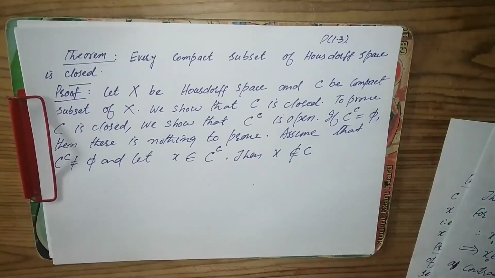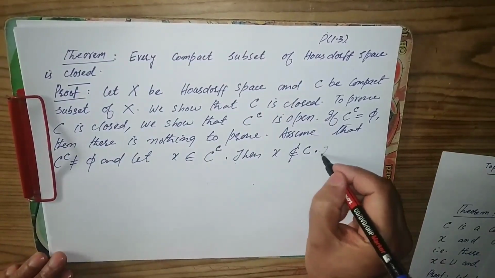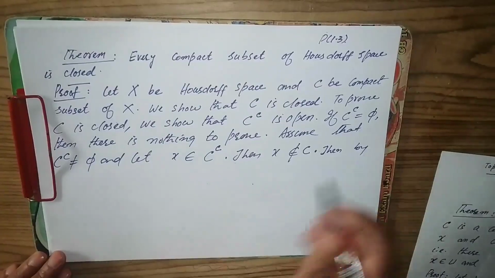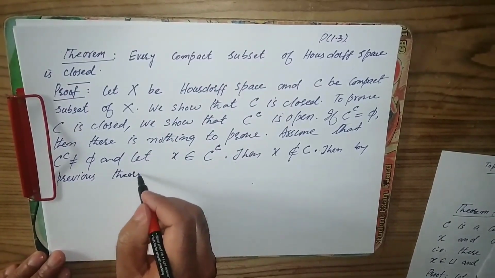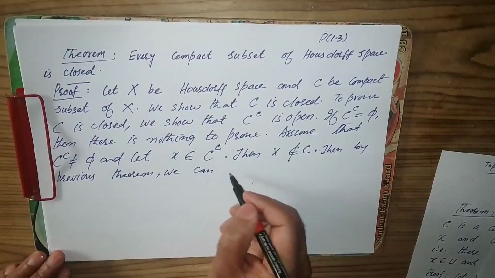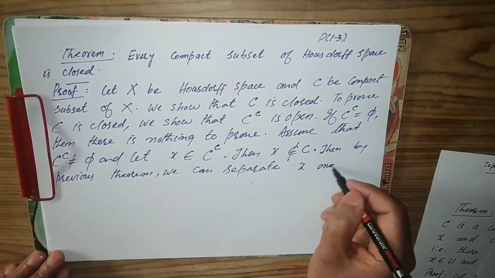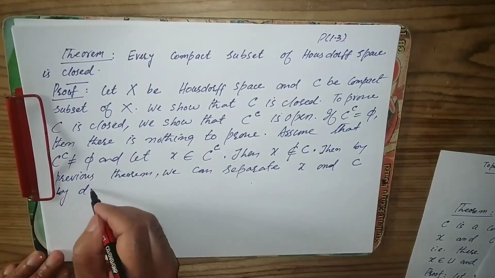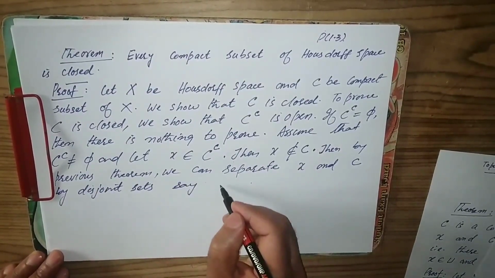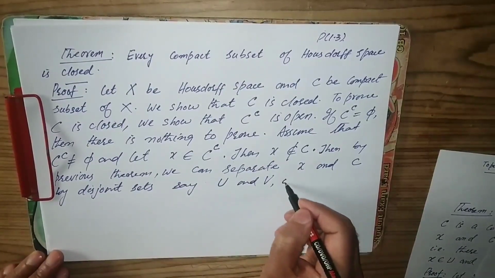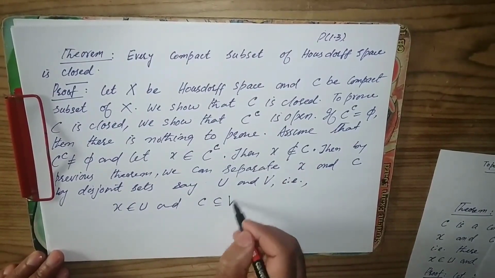Now by the previous theorem, if x is not in C, then we can separate x and C by disjoint open sets, say U and V. So that is, x belongs to U and C is a subset of V, and they are disjoint.